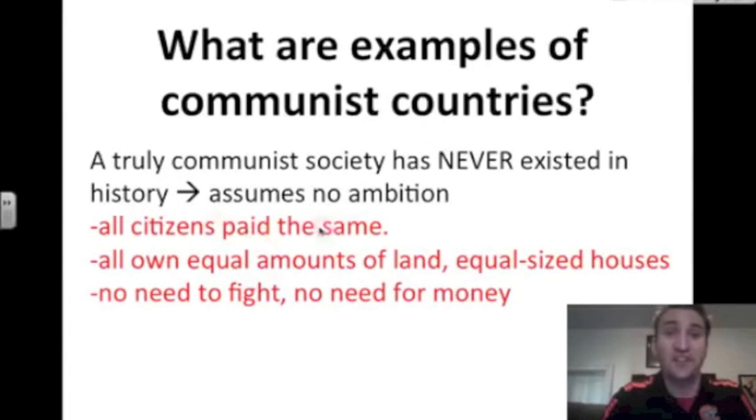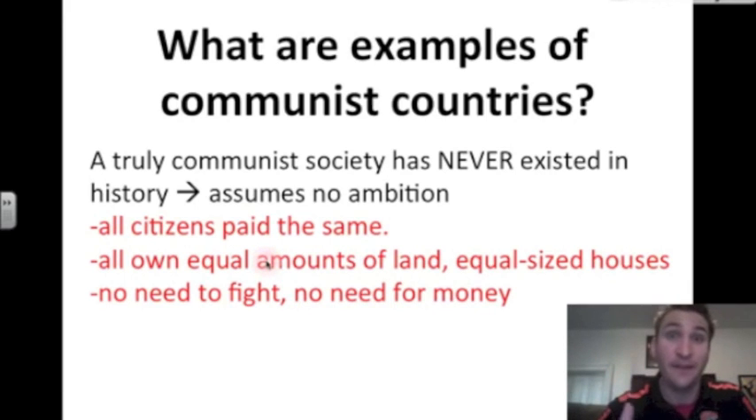So all citizens are paid the same in communism. All citizens own equal amounts of land, equal-sized houses, and there's no need to fight. There's no need to even have money in the first place. That's why a truly communist society is unrealistic.